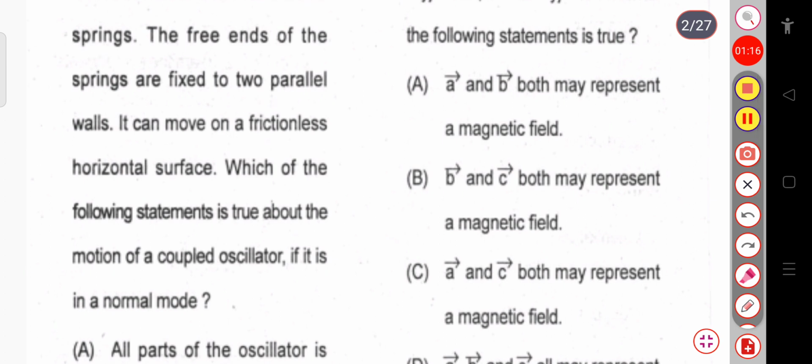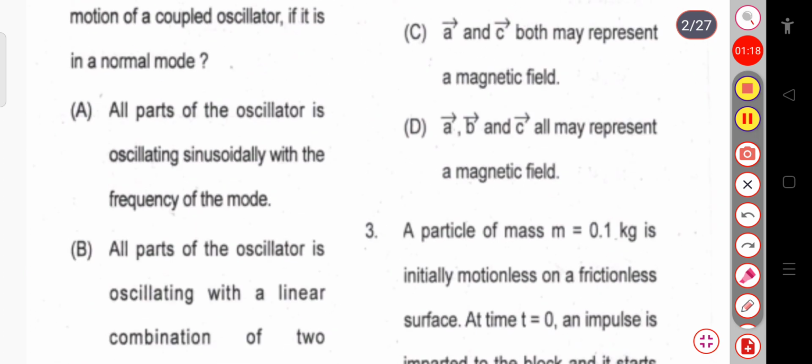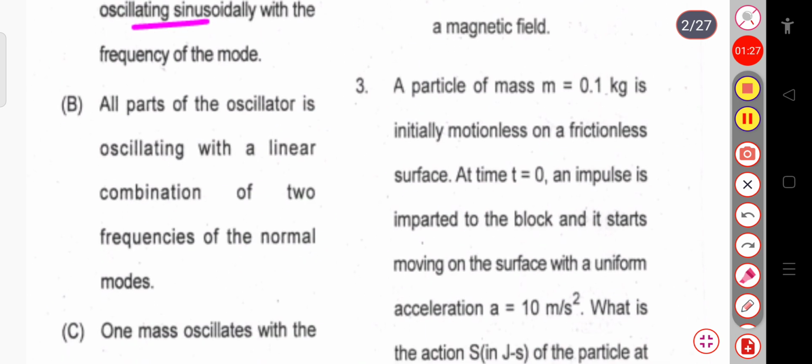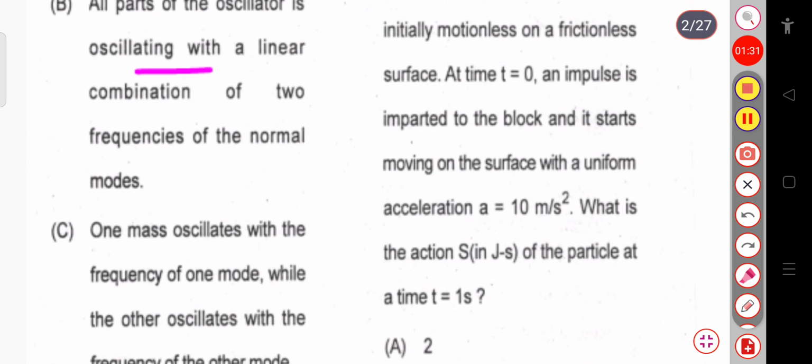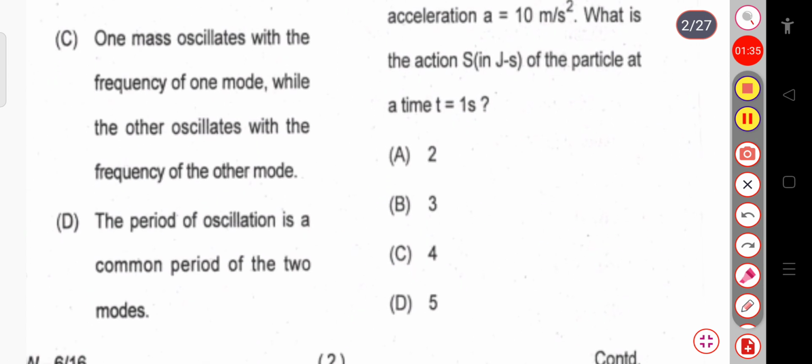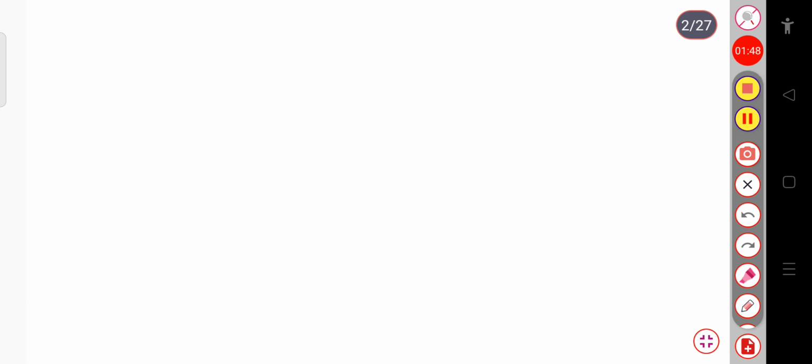And here for the normal mode, the options are: all parts of the oscillator oscillate sinusoidally with the frequency of a mode, or all parts of the oscillator oscillate with a linear combination of the two frequencies of the normal modes, or one mass oscillates with the frequency of one mode while the other mass oscillates with the frequency of the other mode, or the period of the oscillation is a common period of the two modes. So basically here we will first discuss the case of the two coupled oscillator.